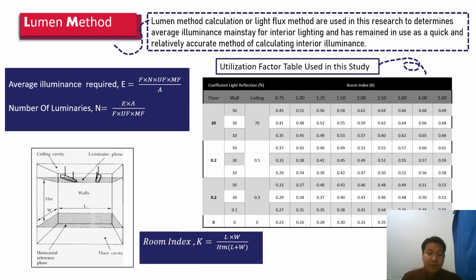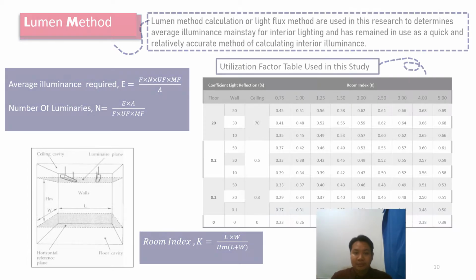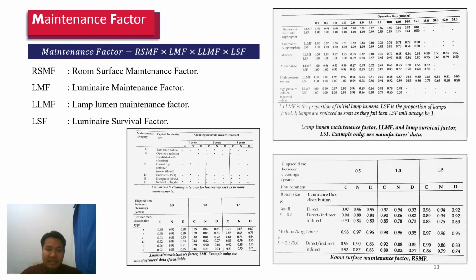The method used for the analysis is the lumen method calculation, or light flux method, which is used in this research to determine average luminance for interior lighting and has remained in use as a quick and relatively accurate method of calculating interior illuminance. Next, this is the formula used to find the maintenance factor. The data for RSMF, LMF, LLMF, and LSF will be referred from the table obtained from the CIBSE book.